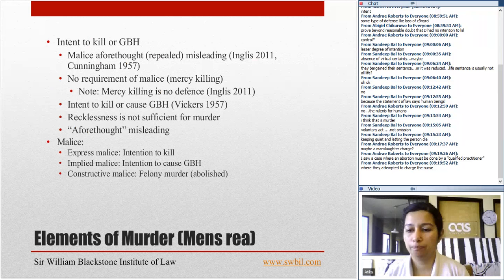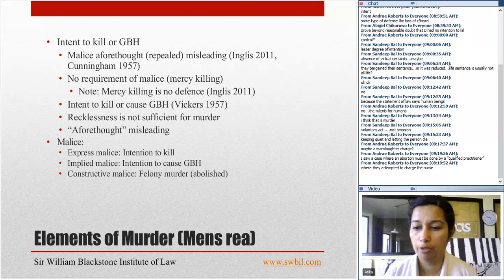Okay, mens rea. Intent to kill or cause grievous bodily harm. Before, in the definition of mens rea, it was written as malice aforethought. It's been repealed because in English, 2011, they said that aforethought is misleading because it implies a degree of premeditation as a requirement in the offense. But a murder may be committed on the spur of the moment without any planning or premeditation.